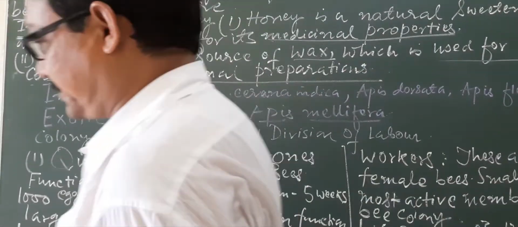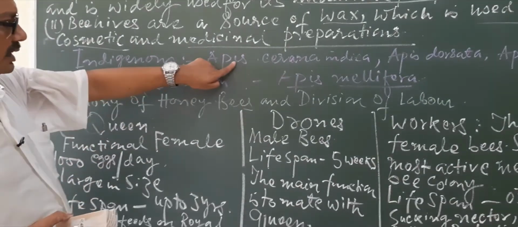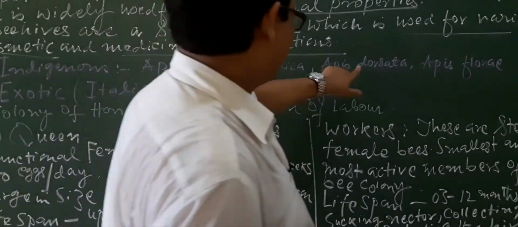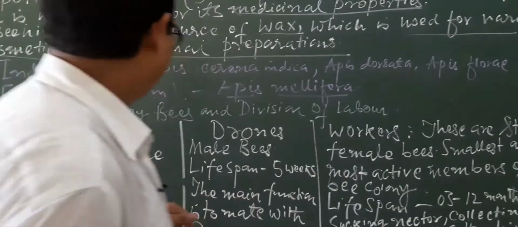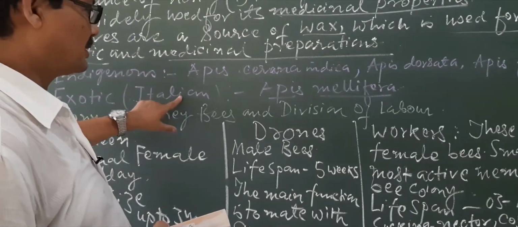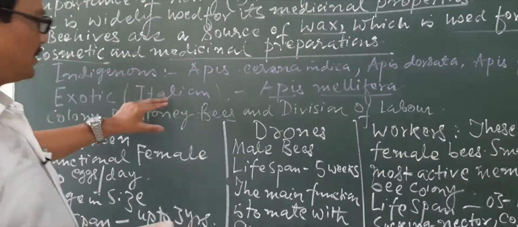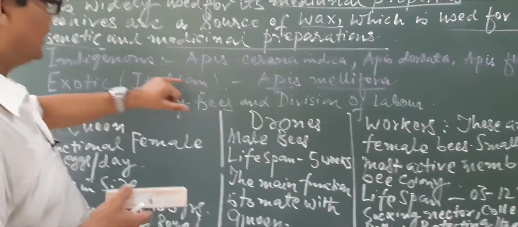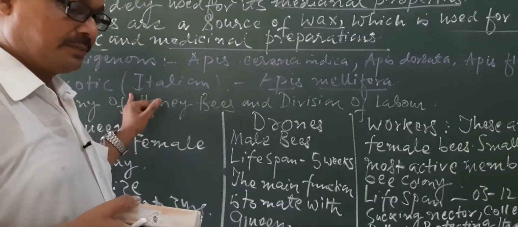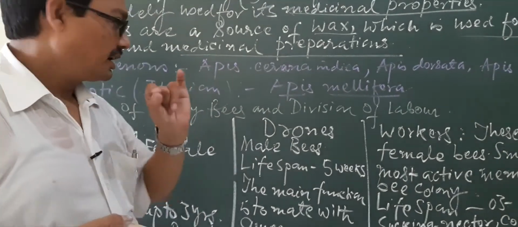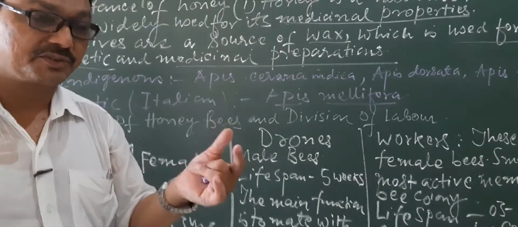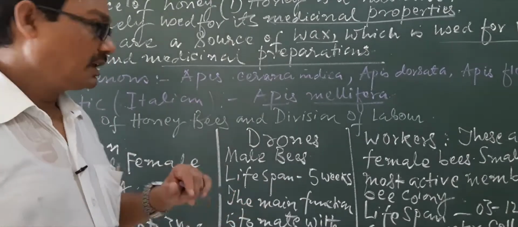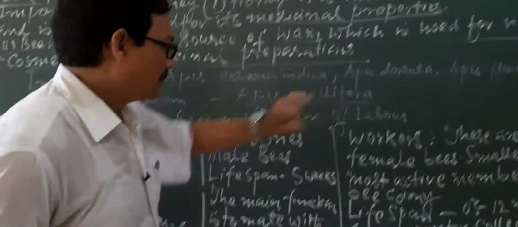Now, what are the breeds? The indigenous breeds here are Apis cerana indica, that means the Indian breed, Apis dorsata, Apis florea, and the Italian, the most important breed, because of the maximum extraction of honey from their hive, and they may not sting, and they can stay for a longer period of time in the beehives, and they can breed. The Apis mellifera.